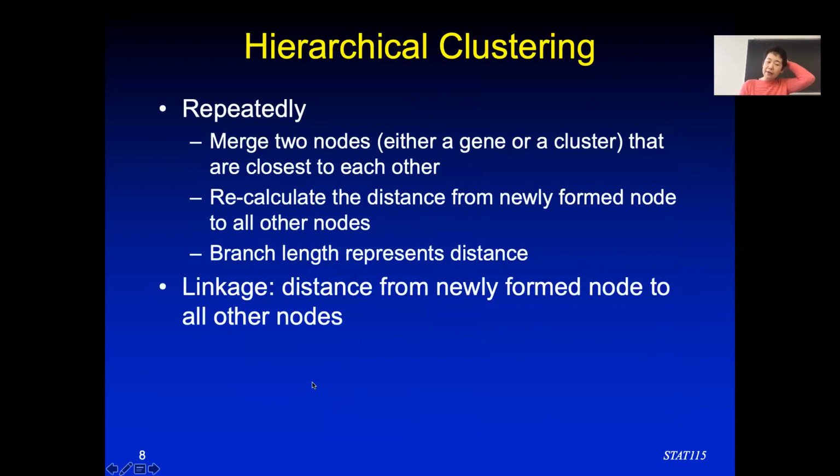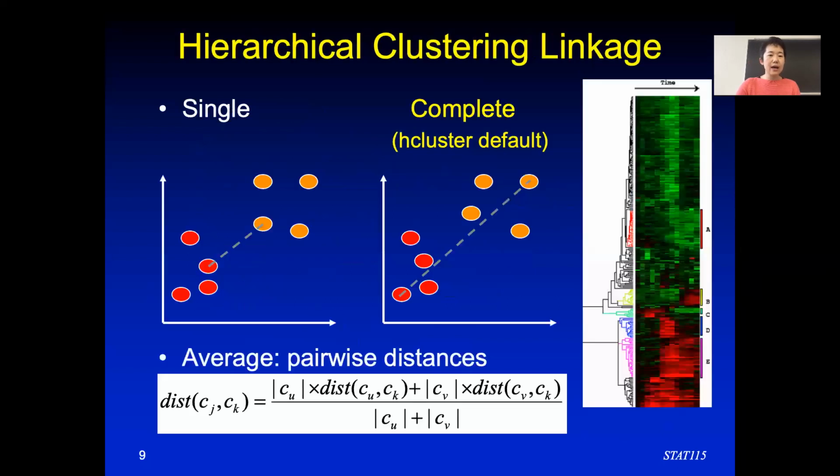So one thing we have to decide is linkage. When you have a new node, you try to calculate the distance to the other nodes. How do you calculate that? There are a number of ways to do this. A very simple way is called single linkage. Suppose you have one node with already 4 genes in that cluster, and another node with 4 genes in that cluster. Single linkage means you find the 2 nodes that are the closest to each other. It's the minimum distance between the 2 clusters. And that's the single linkage.